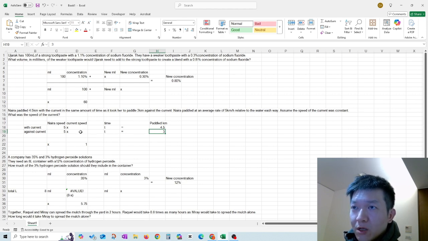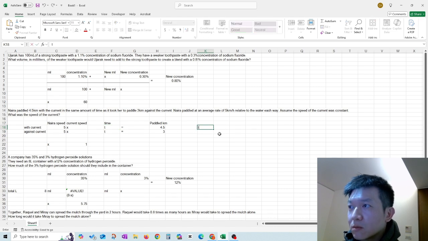And you can look at this question in another way, which is the time will be equal to, because it is saying the same, right? So time will be equals to what? The time will be equals to, against the current, 5 kilometers minus the current. Oh, let's do with the current.